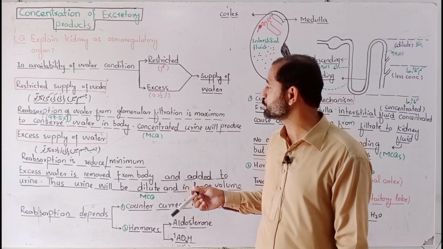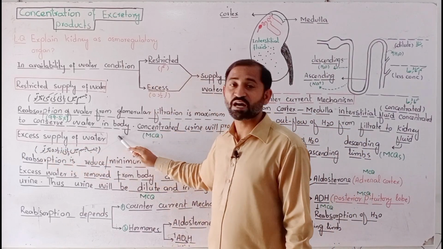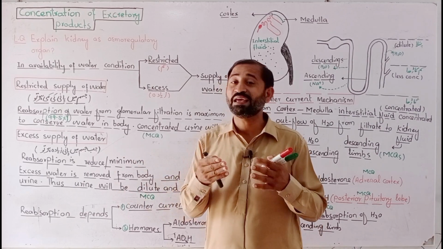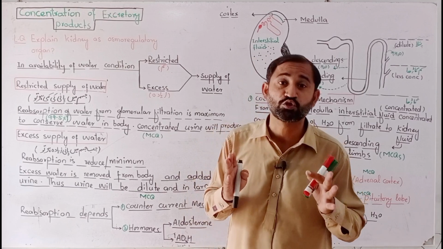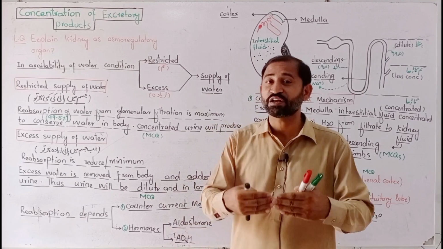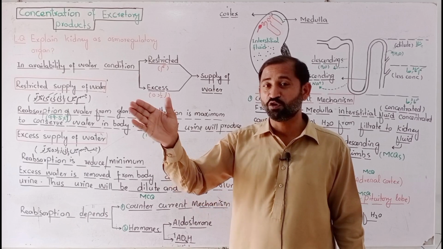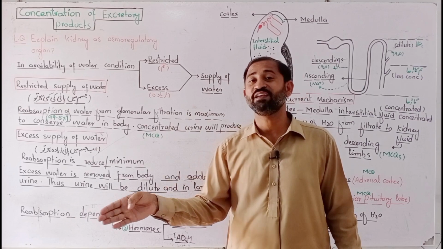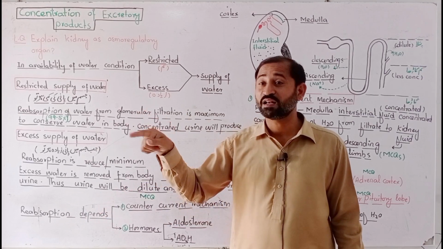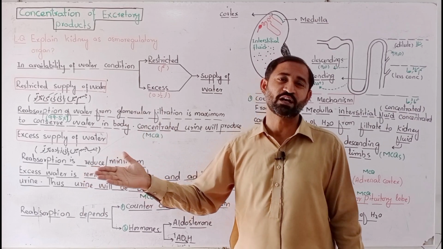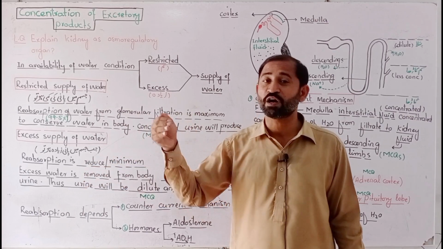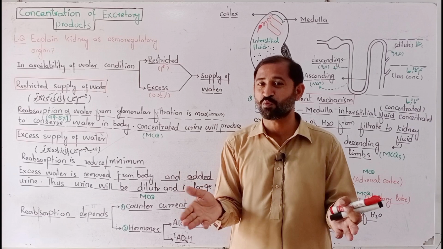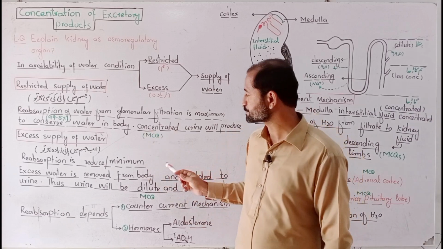The next condition is excess supply of water. When there is an excess supply of water in the body, the body has to get rid of the extra water. So whenever glomerular filtrate is formed, there is no reabsorption of water back into the body. Why? The body is already facing extra water, so the body wants to remove this water along with urine. So there is less reabsorption or no reabsorption of water in excess supply of water.